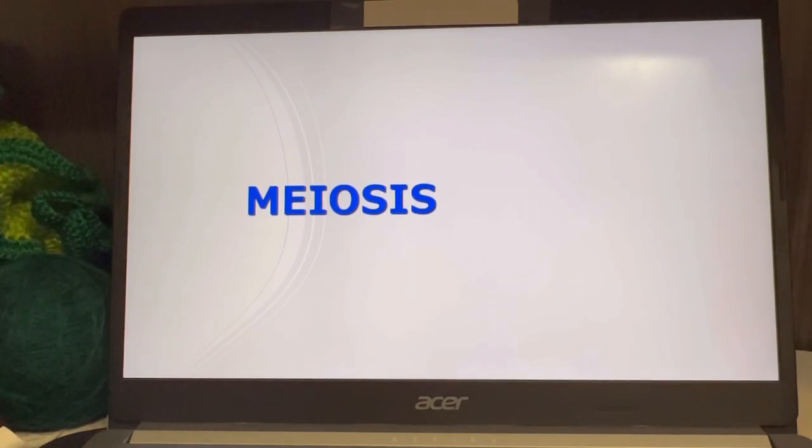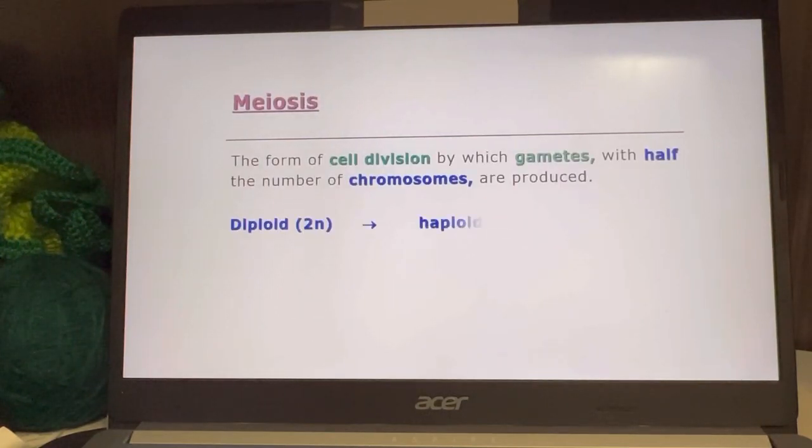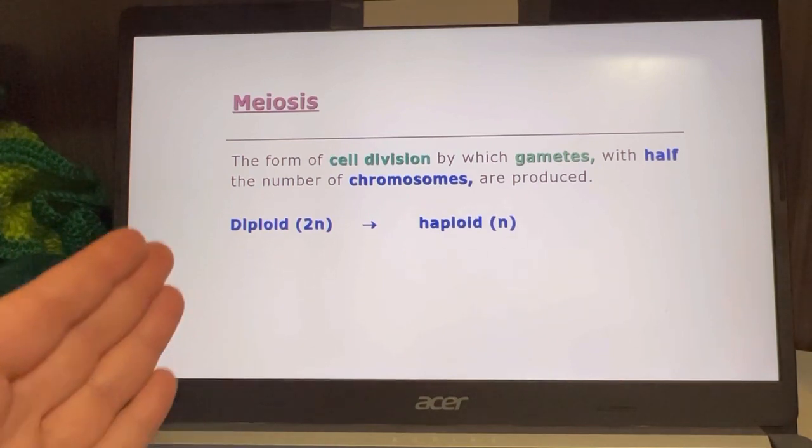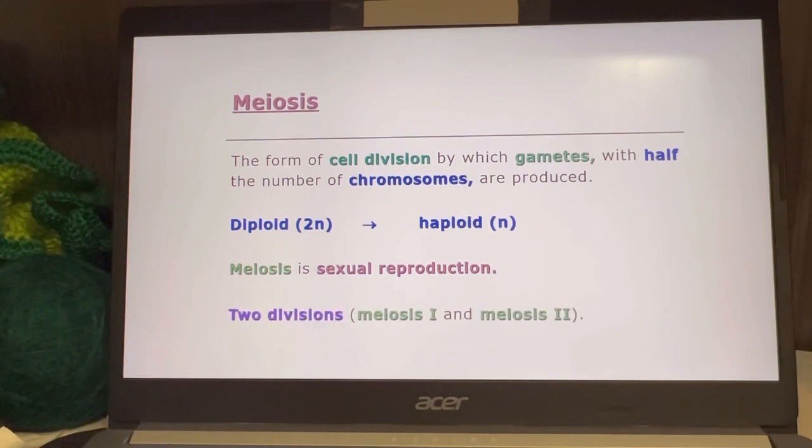Alright, so meiosis is a form of cell division in which gametes with half the number of chromosomes are produced. So diploid, 2N, haploid, N. Meiosis is sexual reproduction. And there are two divisions, so we have meiosis 1 and meiosis 2.